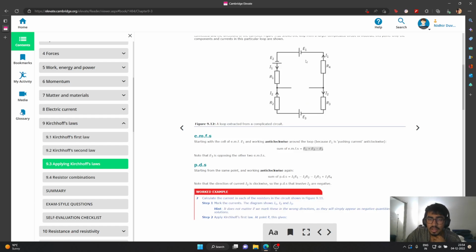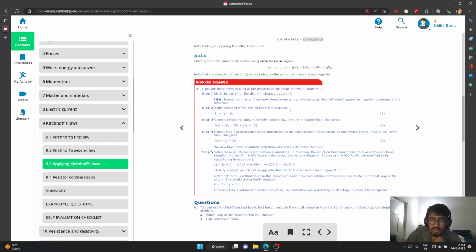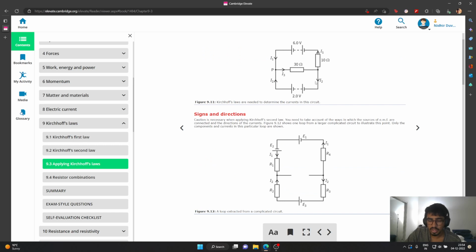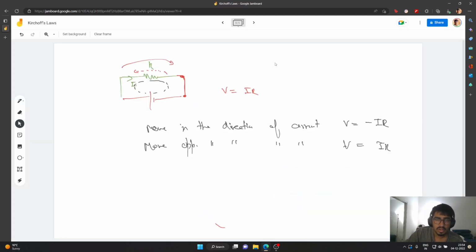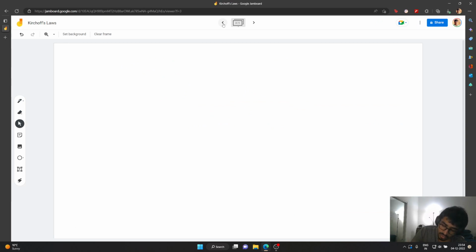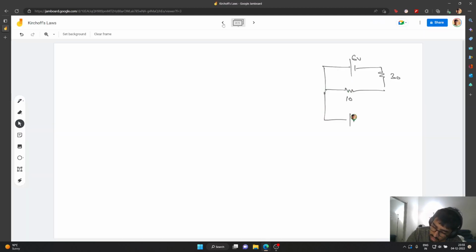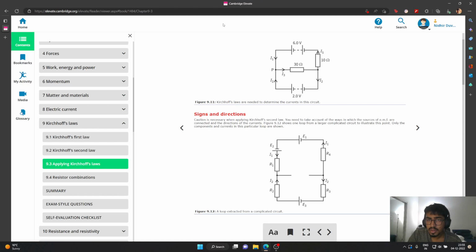So let's see, let's follow what it's trying to say. It's saying calculate the current in each of the resistors in 9.11. So let's try to do that. There's a 6 volts up top, there's a 30, and then there's a 10. So let's try to make this diagram. So 6 volts up top, then there's one resistor here, one resistance here, 30, 10, and then there's a 2 volts in the bottom, and that's it. I'm just marking the values.